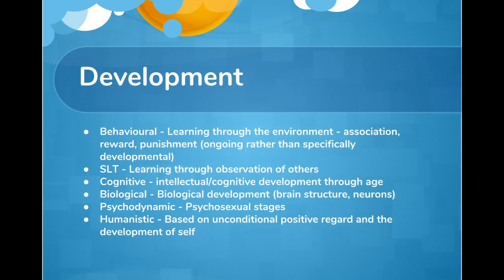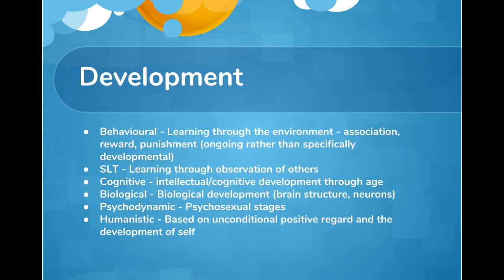Development. Each approach takes a different approach to development, to how humans develop, to child development, etc. The behaviourist approach suggests that we develop by learning through our environment, via association, reward and punishment. They don't necessarily say that this is just a childhood developmental thing; they say that this happens through the life course, but obviously the life course does include childhood. So that's the behaviourist approach. Social learning suggests that this is happening, but through the observation of others. So a child may imitate their parents, friends, brothers and sisters, etc.